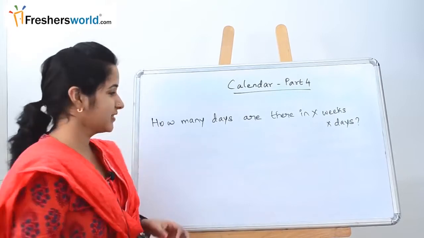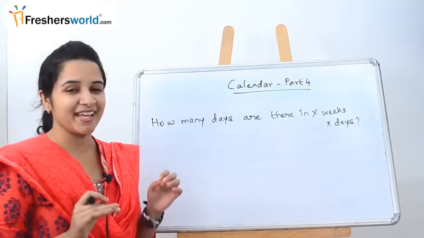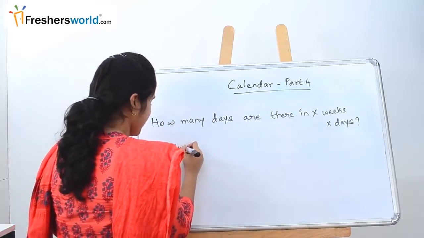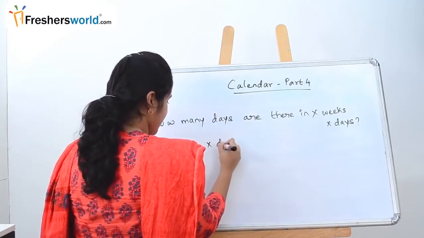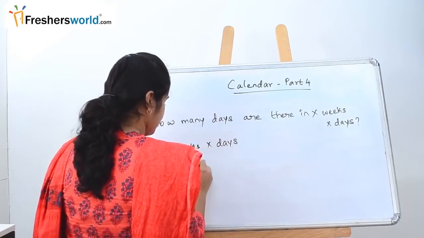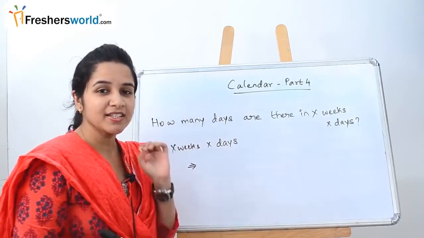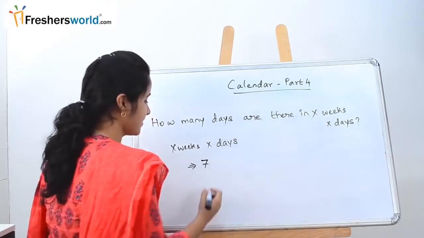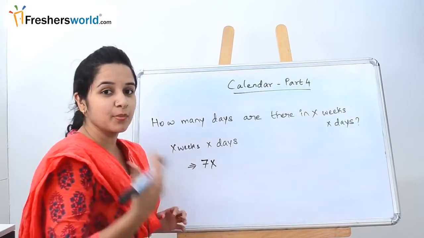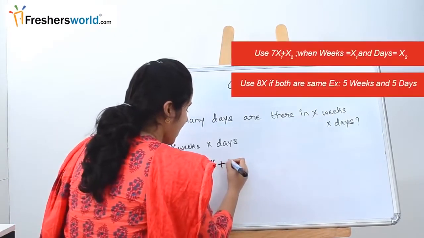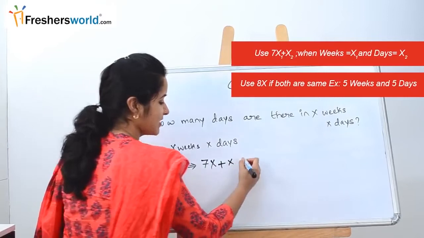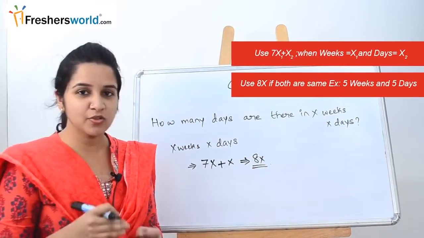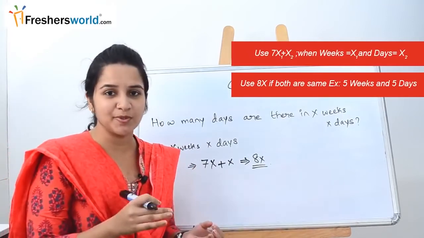The next question is, how many days are there in X weeks and X days? How do we find this? The number of weeks they have given is X weeks and X days. We know that in a week there are 7 days, so 7 into the number of weeks, which is X, plus the number of days, which is another X. So 7x plus x is equal to 8x. Sometimes they might give you a value for X, which you need to substitute to find the answer.